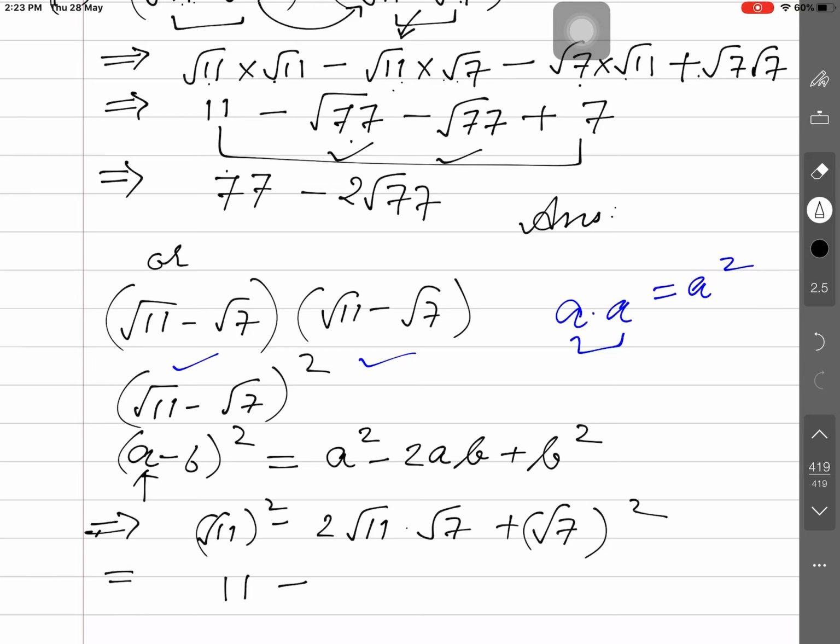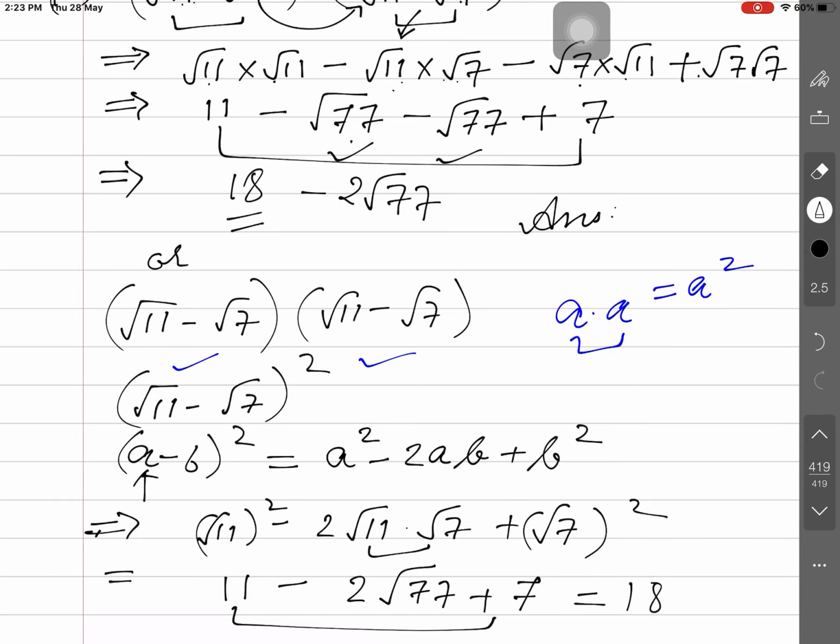Further, root 11 square is 11, and root 7 square is 7. So 11 and 7, what will it be, please tell me? No, sorry guys, we made a mistake here, this is wrong, it is 11 plus 7, it is 18 here. Exactly, we had multiplied here by mistake. Actually we check the answer. So it shall be 18 minus 2 root 77.